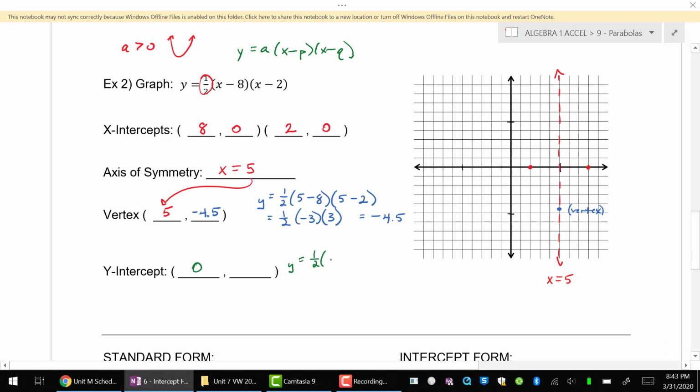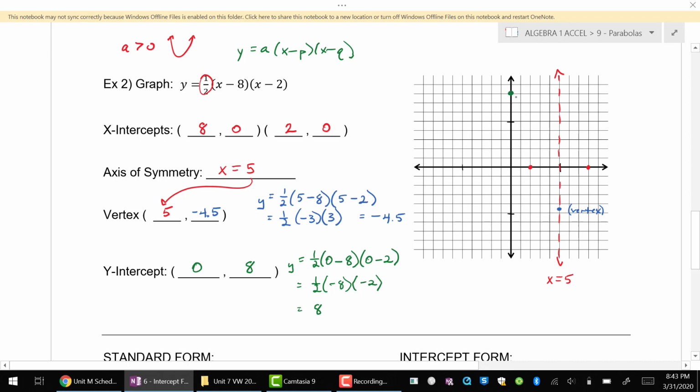1/2 times 0 minus 8 times 0 minus 2. Or 1/2 times negative 8 times negative 2, which is positive 16, and then 1/2 of 16 gives me positive 8. So we have a y-intercept of (0, 8). Way up there.